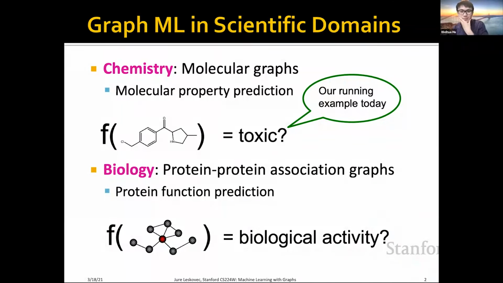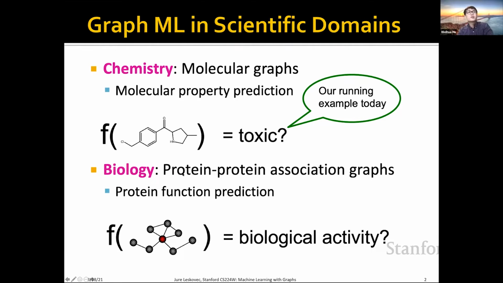Okay, so here I want to talk about applying graph neural networks to applications in scientific domains. For example, in chemistry, we have these molecular graphs where each node is an atom and each edge represents a chemical bond. And here we are interested in predicting the properties of molecules. For example, given this kind of molecular graph, we want to predict whether it's toxic or not.